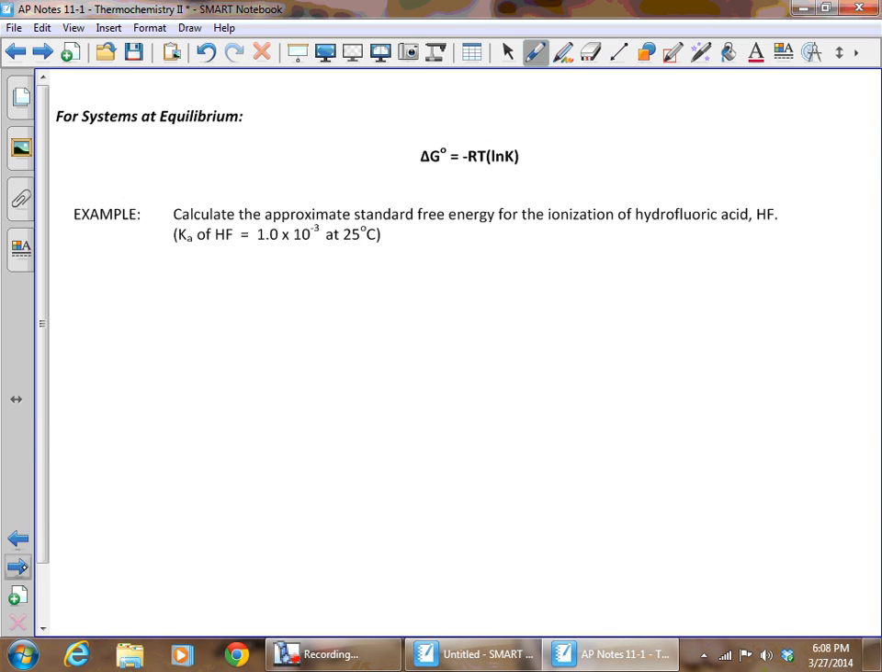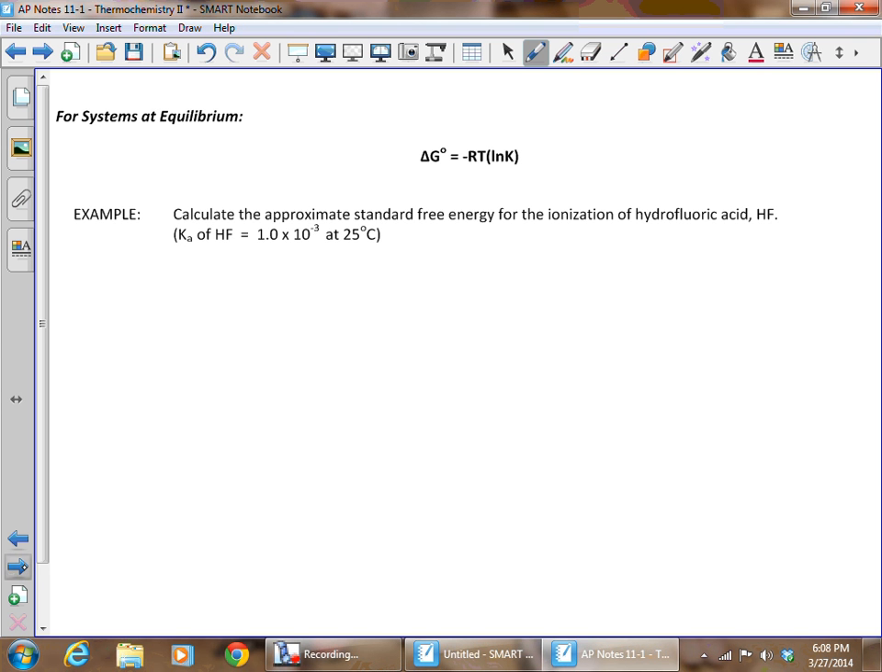So let's look at our final example. In this case, we are at equilibrium. And when we are at equilibrium, delta G naught is equal to negative RT times ln of K. It just kind of rearranges that previous equation. We've pretty much always called this the Ratlink equation. Delta G equals negative Ratlink.